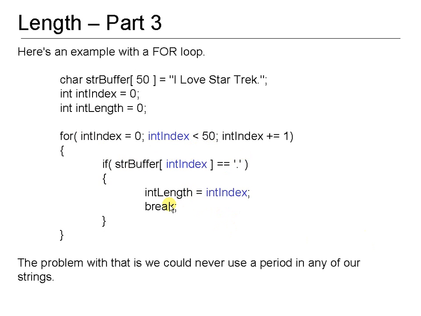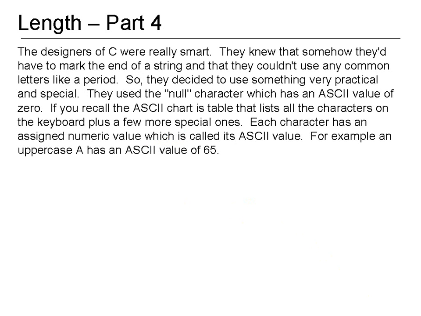The problem with that is we could never use a period in any of our strings. So imagine how well a language would do if we said, hey, it works really well, except you can never use the period for any sentences. Wouldn't work very well. The designers of C were really smart. They knew that somehow they'd have to mark the end of a string and that they couldn't use any common characters like a period. So they decided to use something very practical and special. They used the null character, which has an ASCII value of 0.